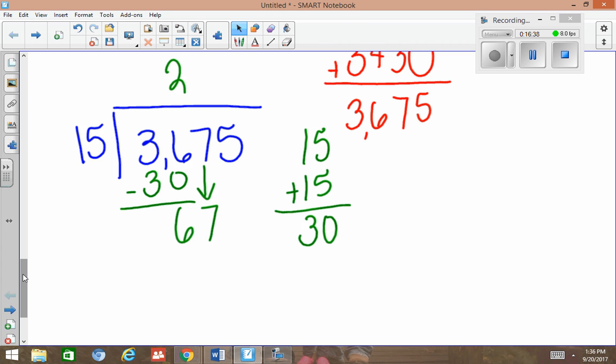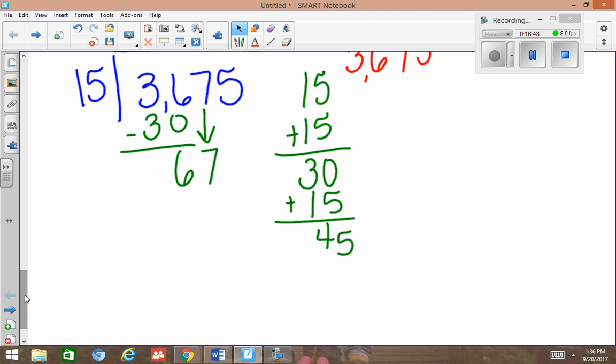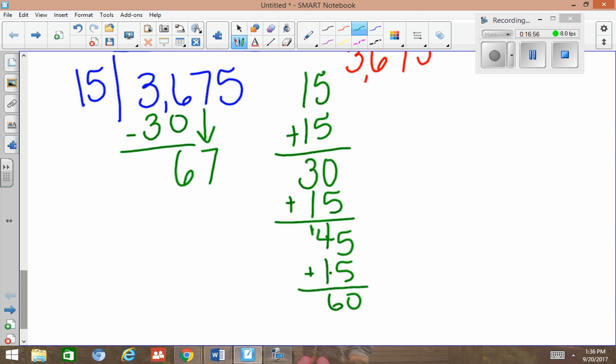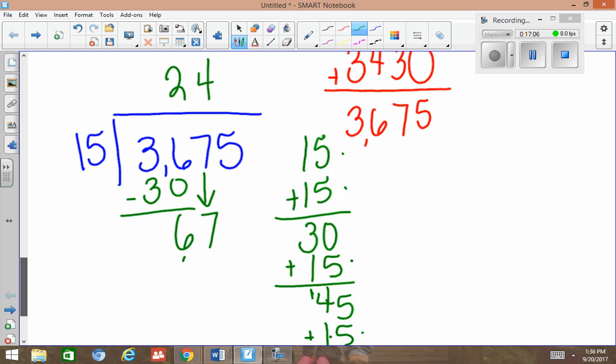Okay. We're going to add another 15. 45. I could probably maybe do another 15. Let's see what that does. Are you sure? 4, 5, 6. I got 60. But I probably can't do another one, right? So 1, 2, 3, 4. And that was 60. So what's 67 take away 60? 7. And bring down that 5.